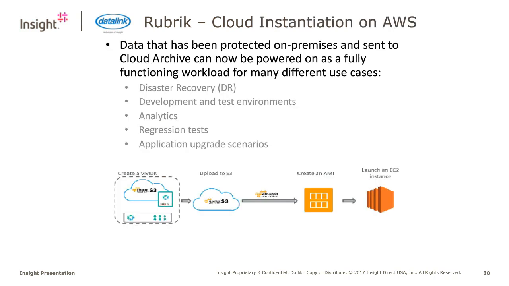For cloud instantiation, or Cloud On for AWS, the reasons are the same as everybody else's: you want to be able to test your applications in the cloud, you want to perform any kind of analytics, and of course DR is top of mind. What Rubrik will do is convert, even if you had an on-prem VMDK that you're sending to the cloud, it knows you're sending that maybe to Amazon, and that needs to be converted into an AMI. It will do that on the fly, upload that data to S3, and create that AMI all through the same interface that you would use for on-prem. And then in turn, you can launch that on an EC2 instance.